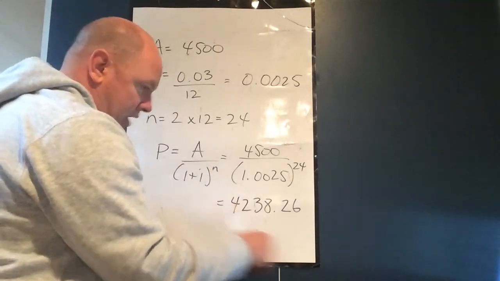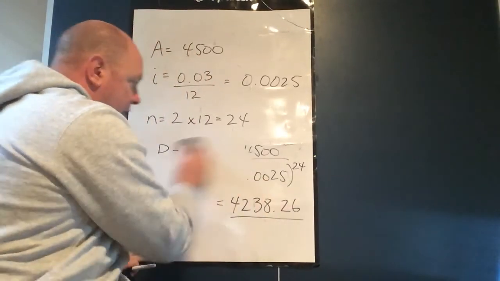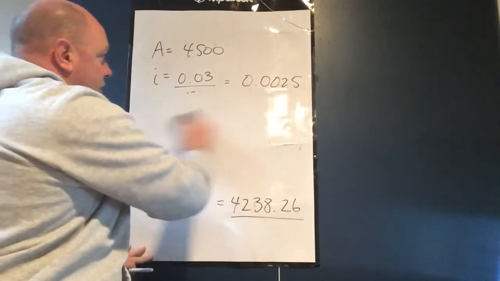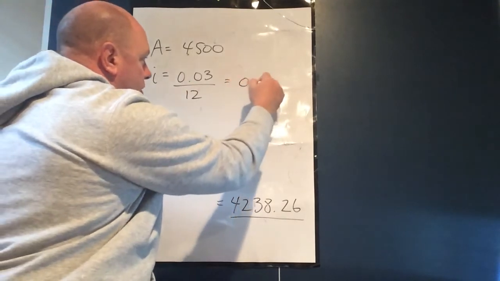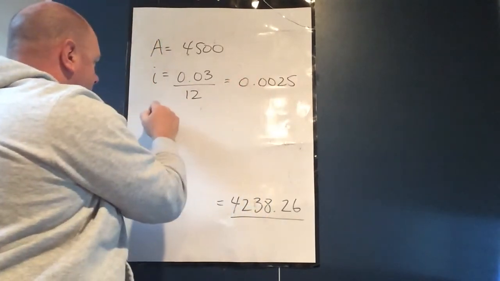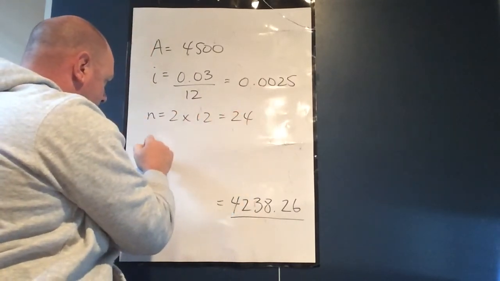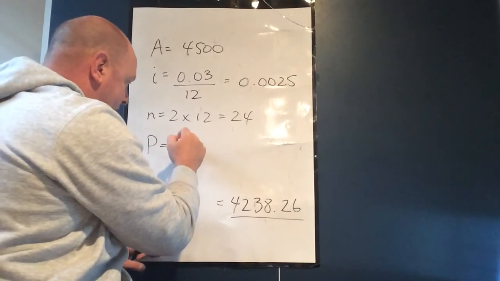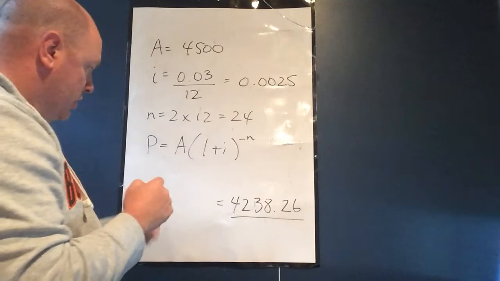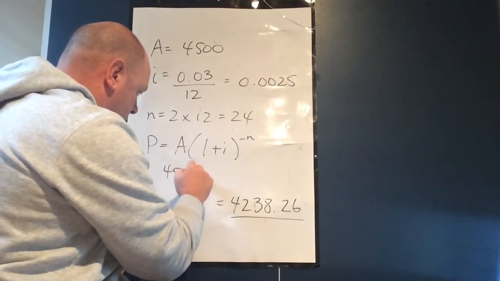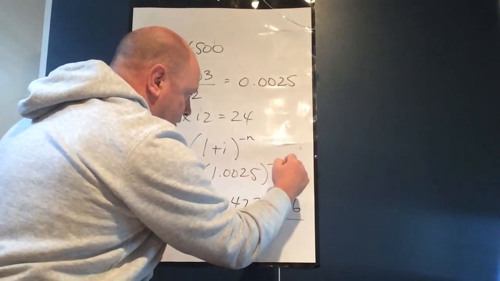Okay, so $4,238.26. I'm going to leave that number there because I'm going to show you that both these values are going to be the exact same. My i is 0.0025, and my n value is 2 times 12, which is 24. Now, if I'm going to use my other method, which was A in brackets, 1 plus i to the exponent negative n, we'll look at that. So 4,500 times 1.0025 to the exponent negative 24.